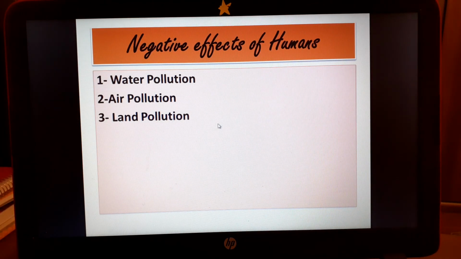Now, what is the negative effect of humans on the environment? Well, they make things dirty. And when you make things dirty, we call that pollution. So what kinds of pollution do we have? We have water pollution, air pollution, and land pollution. And each one will be covered. The main idea is that if you change water or air or land by adding poisonous material or extra material, that is called pollution.